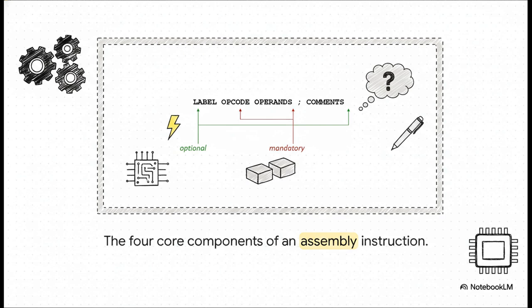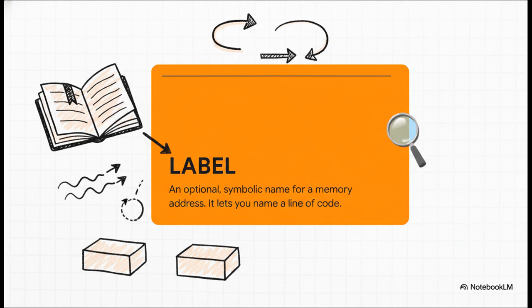You'll see that pretty much every single line of assembly you ever see will follow this four-part pattern. You've got the label, the opcode, the operands, and comments. And you'll notice some are optional, some are required, and that's a really important distinction we're going to keep in mind. All right, first up, we've got the label.